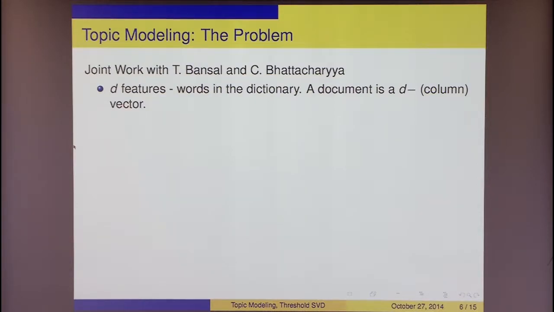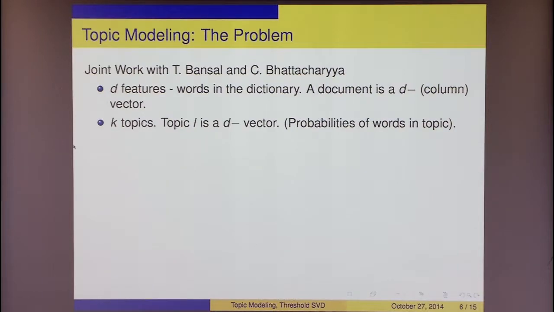There are D features. For some of you who know it will be boring, but there are D features which are words in the dictionary, 20,000, 30,000 words. A document is a D vector. A document just could be the frequency of words. This word occurs so many times, this word occurs so many times, and so on. No context, right? But it's just a D vector for us.